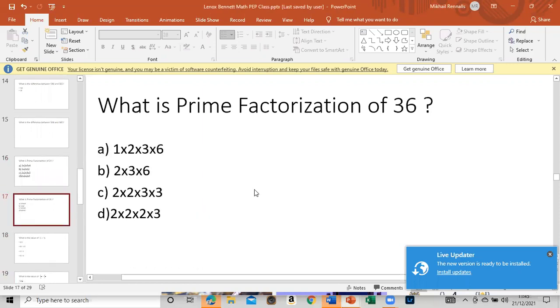Let's look at this one now. What is the prime factorization of 36? The answer is C. All right, someone says C and someone says D. So we're going to examine both of them. I said C, as in cat. Okay, I thought I said D. All right, it is indeed C.